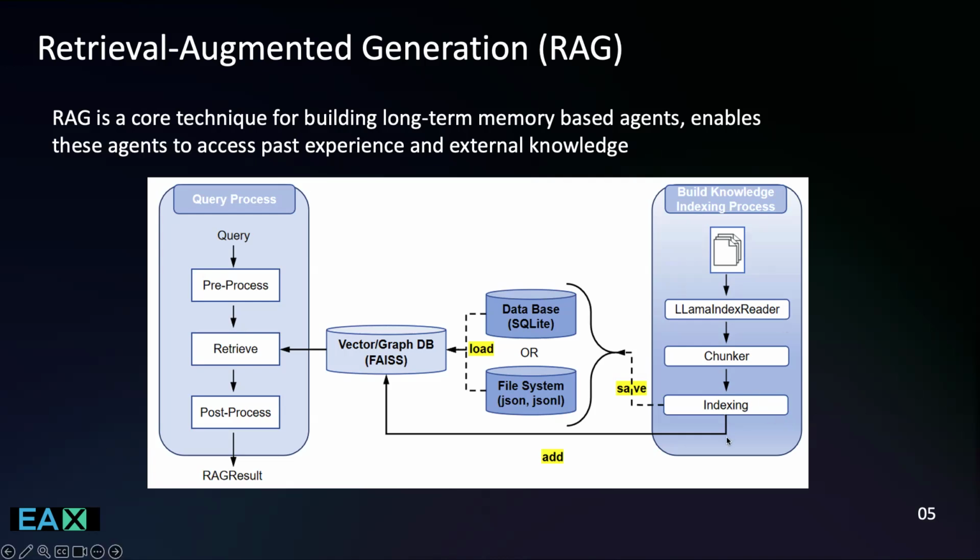After this indexing phase, we have a vector or graph database store, which enables fast retrieval.